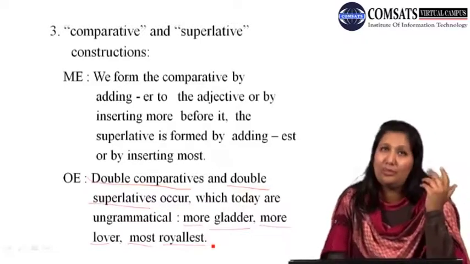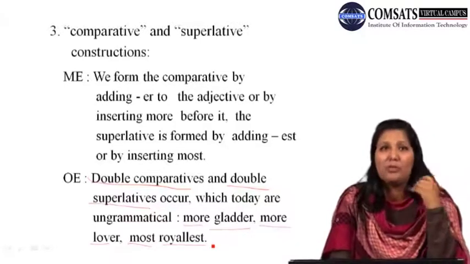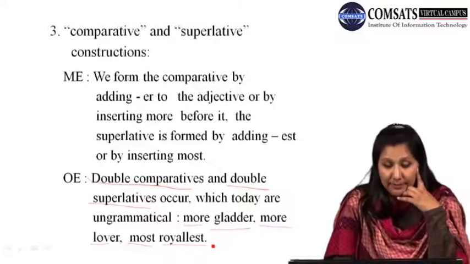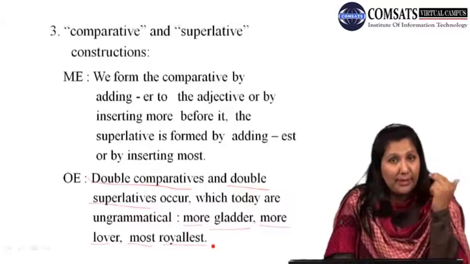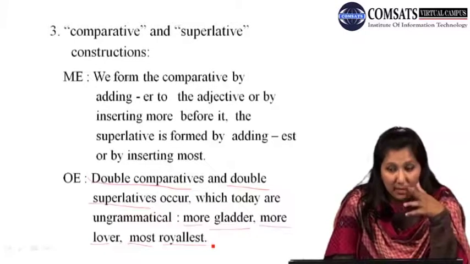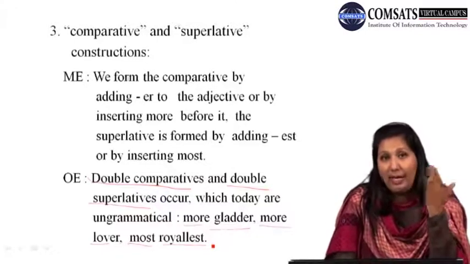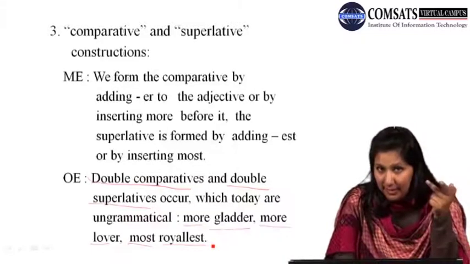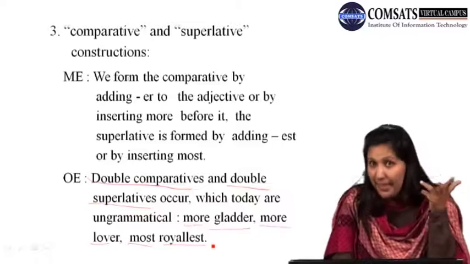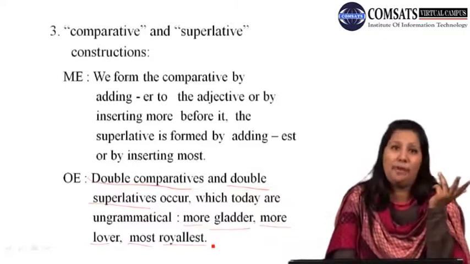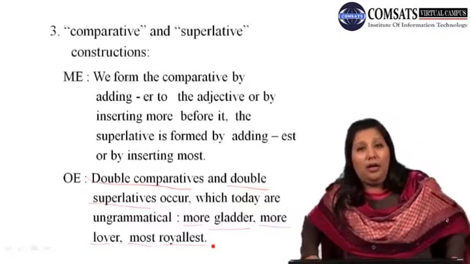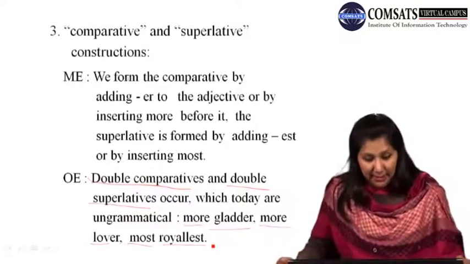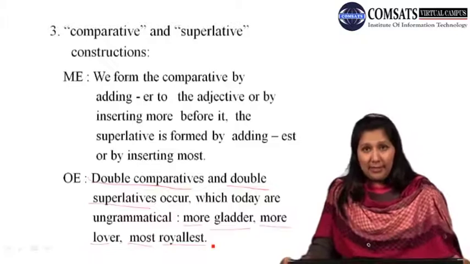As it makes no grammatical sense, so it was later on rejected. Then comes more lover. Love with the comparative degree of er, lover, and more, again another comparative degree. So the double comparative degrees are coming with each other and perhaps making it ungrammatical. Then the next example is most royalist.